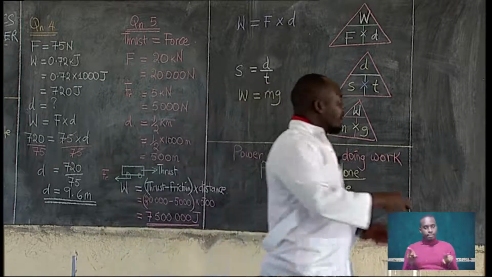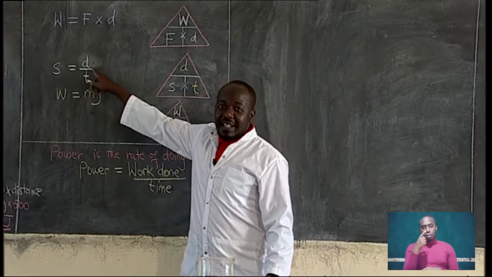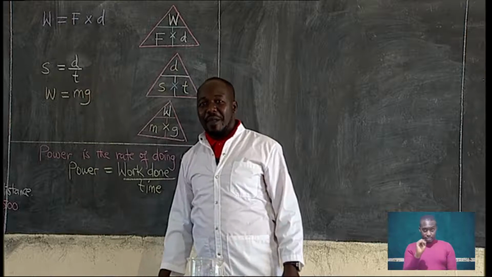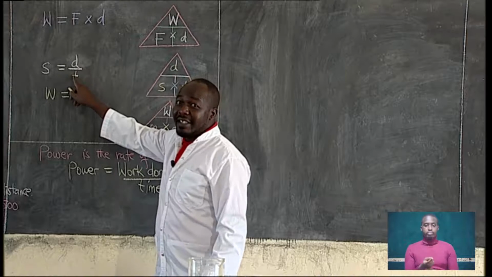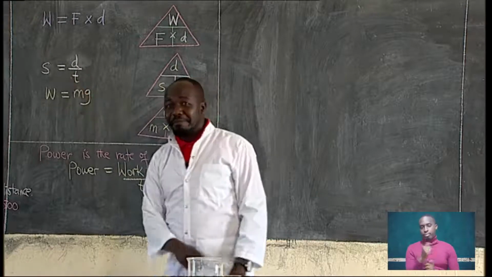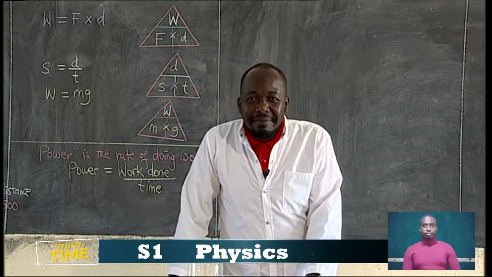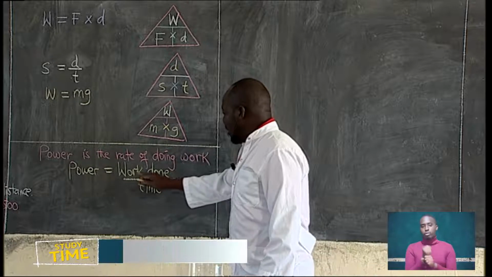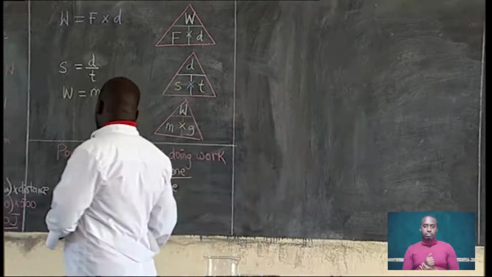Just like speed. What is speed? Speed is the rate of distance covered. That's how we define speed. Rate of distance covered. That means it is distance divided by what? Time. Is that okay, senior ones? Good. So power is rate of doing work. That means we shall have work done divided by what? Time. Let's use symbols now.